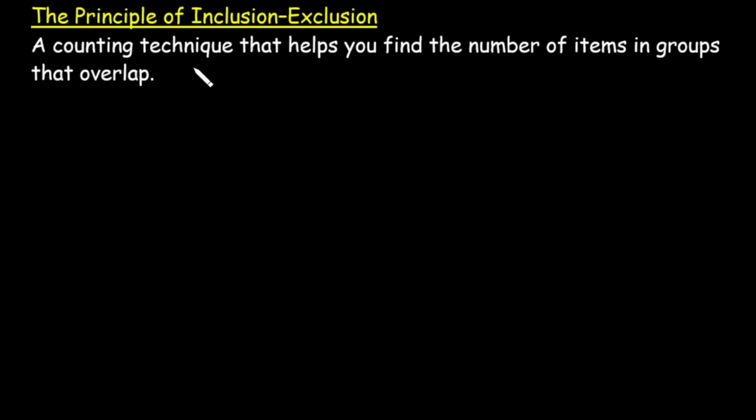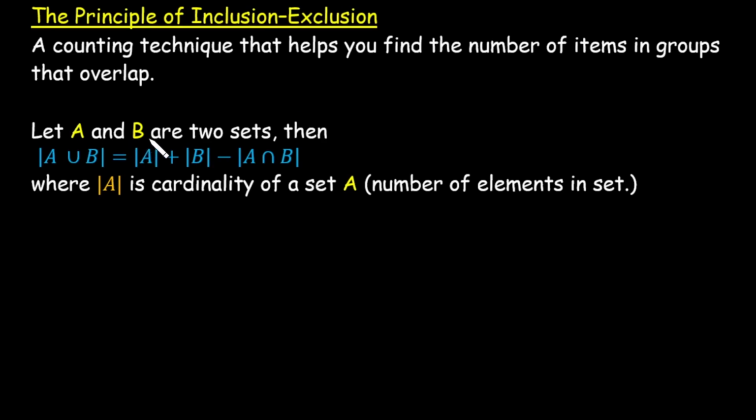Hi everyone, in this video we are going to cover the principle of inclusion and exclusion. Basically, this is the counting technique that helps to find the number of elements in a group that overlap. For example, if we have two sets A and B, how do we count the number of elements in the union? Generally, when we have two sets, we count the total number of elements in sets A and B, then we subtract the intersection because it has been counted twice.